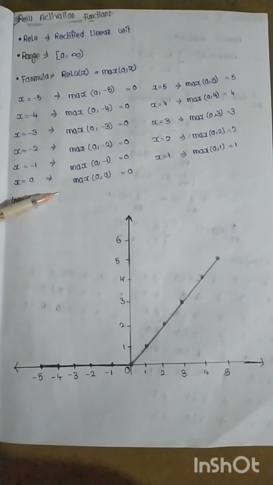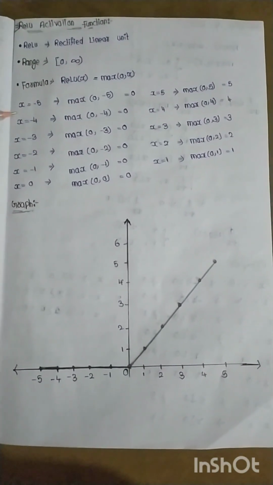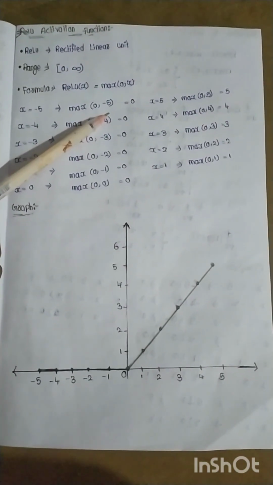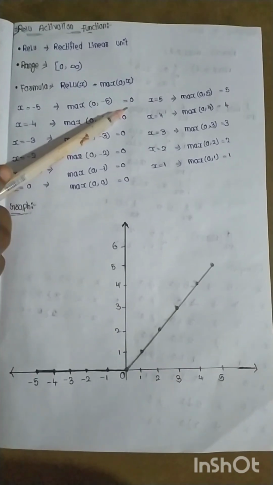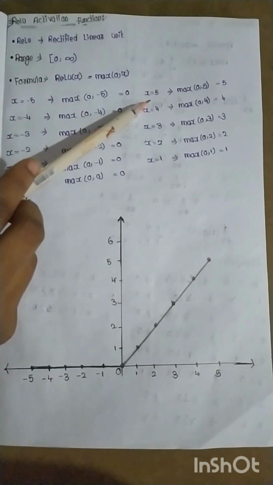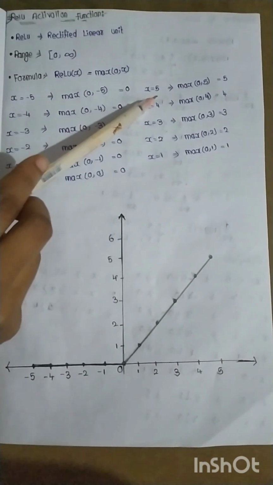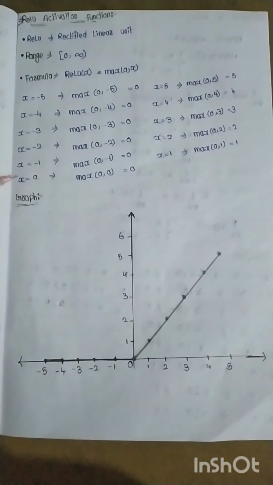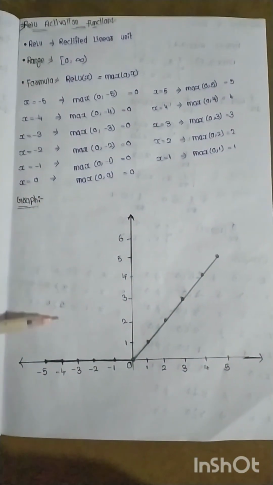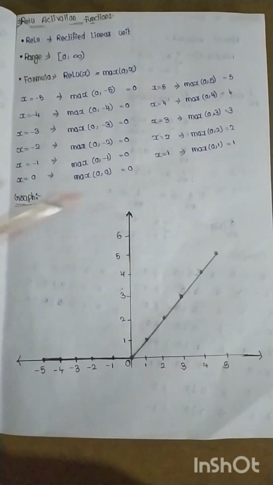Here you can see that whenever I take x equal to minus 5, which is a negative value, the output it produces is 0. And whenever I take x equal to 5, which is a positive value, it gives the output value as 5. And the graph of the ReLU activation function is this.